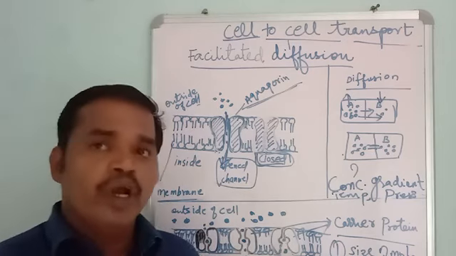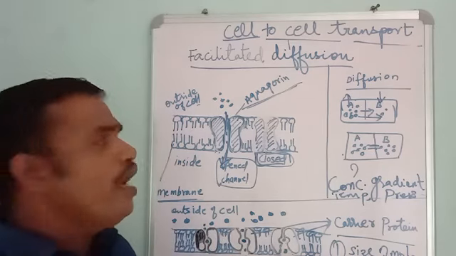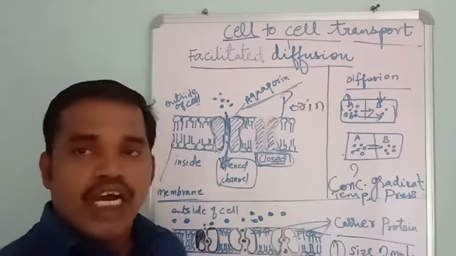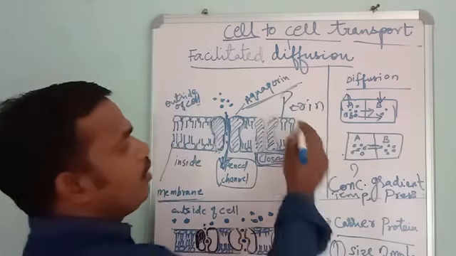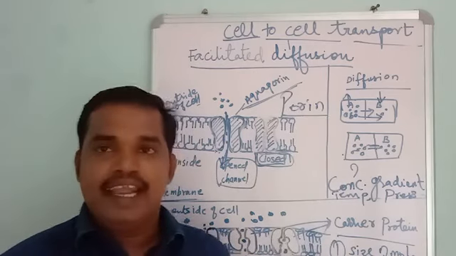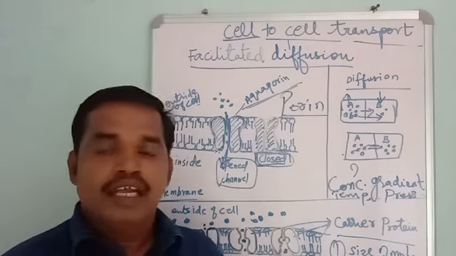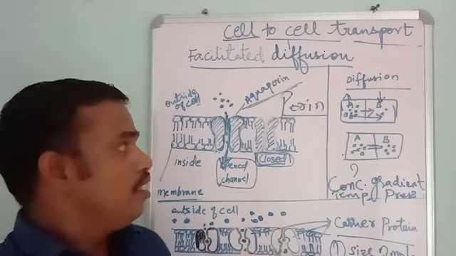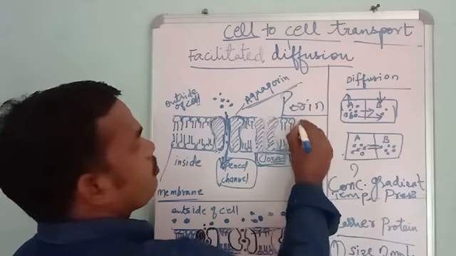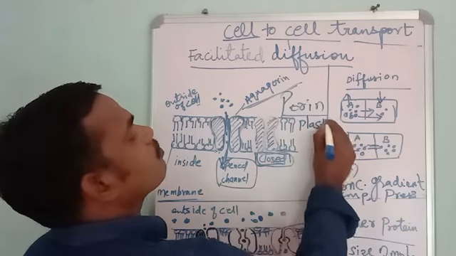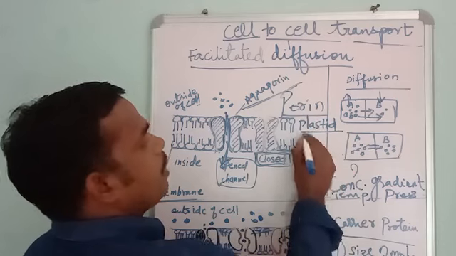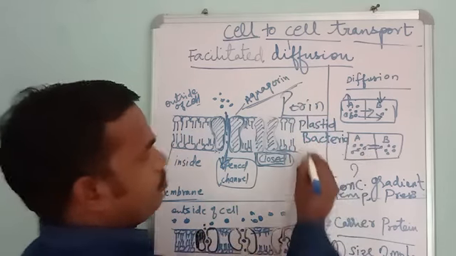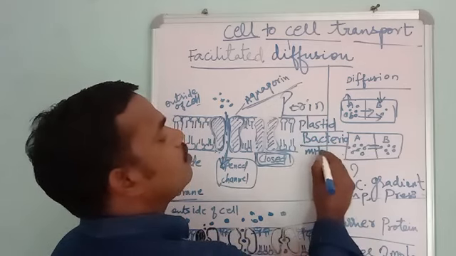Before going into carrier proteins, where do we find porin and aquaporin? Porin is present on the cell membrane of bacteria, fungi, plastids and mitochondria.